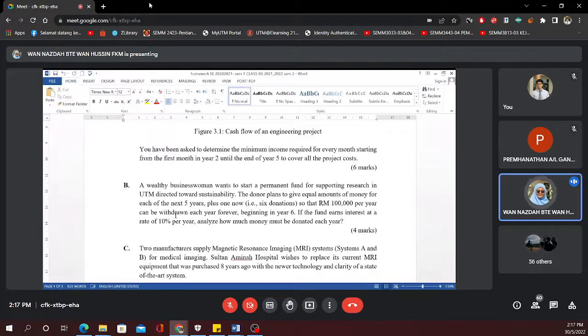This question is only 4 marks. For a 4-mark question, the time taken to complete this question is 4 times, so less than 10 minutes. You must complete this question under 10 minutes. So first thing first, can I see your cash flow diagram?